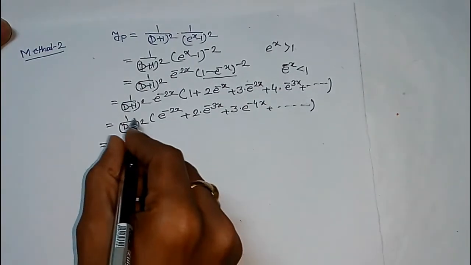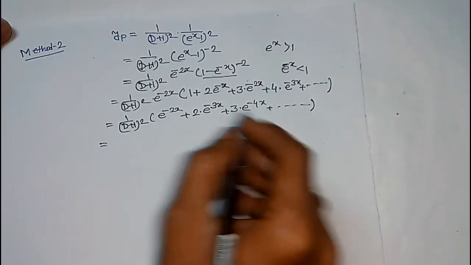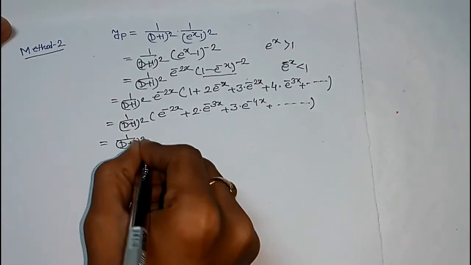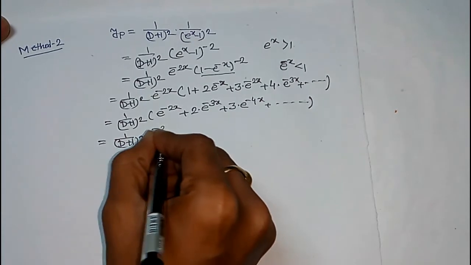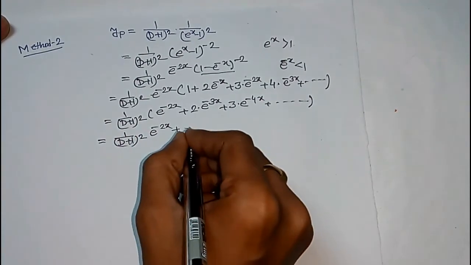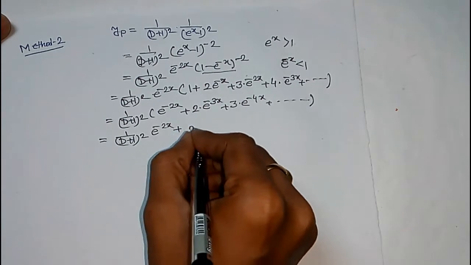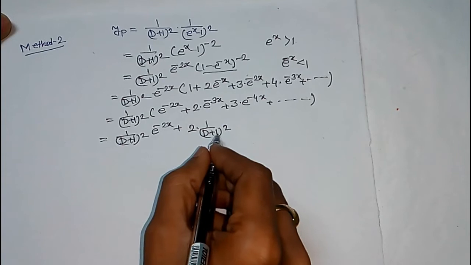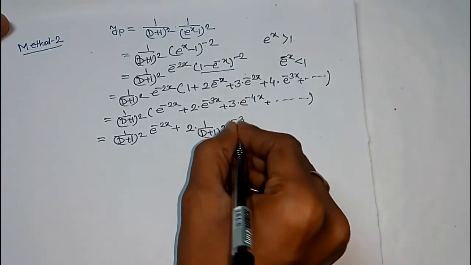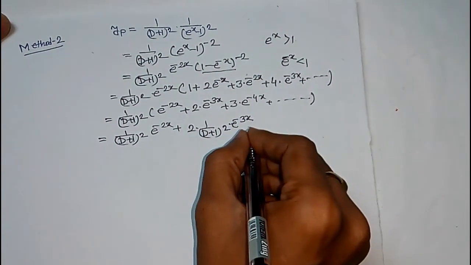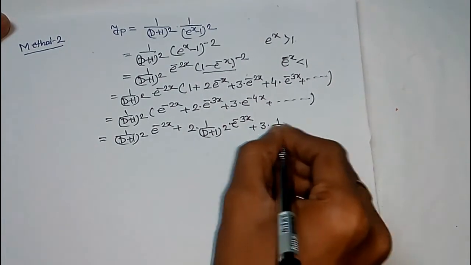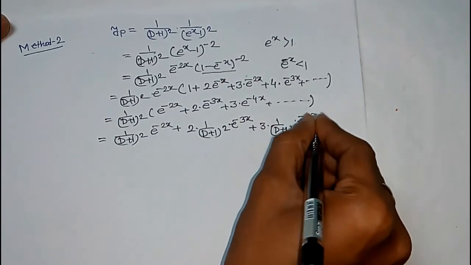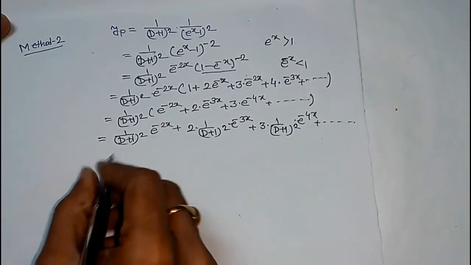Next, we shall apply this operator on each term of this series. So we have 1 by (D plus 1) whole square on e to the power minus 2x, plus 2 into 1 by (D plus 1) whole square on e to the power minus 3x, plus 3 into 1 by (D plus 1) whole square on e to the power minus 4x up to infinity.